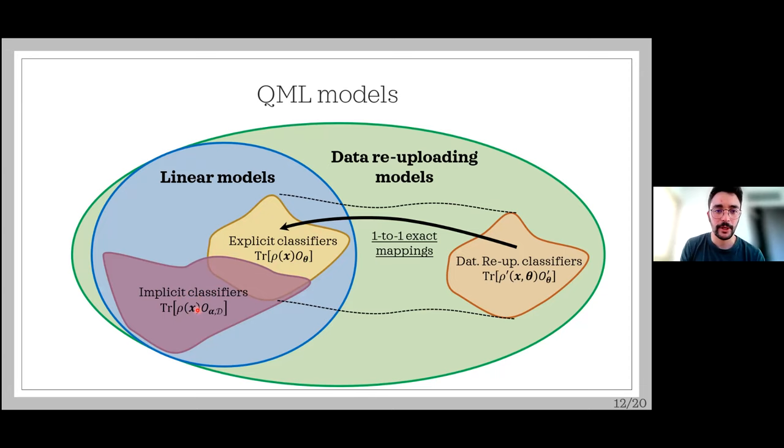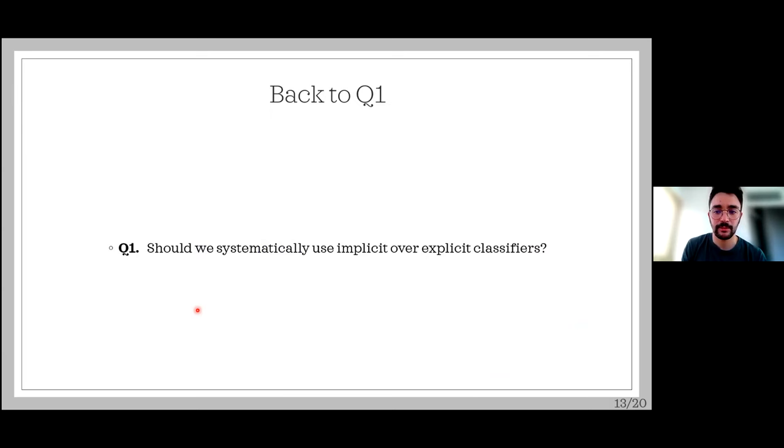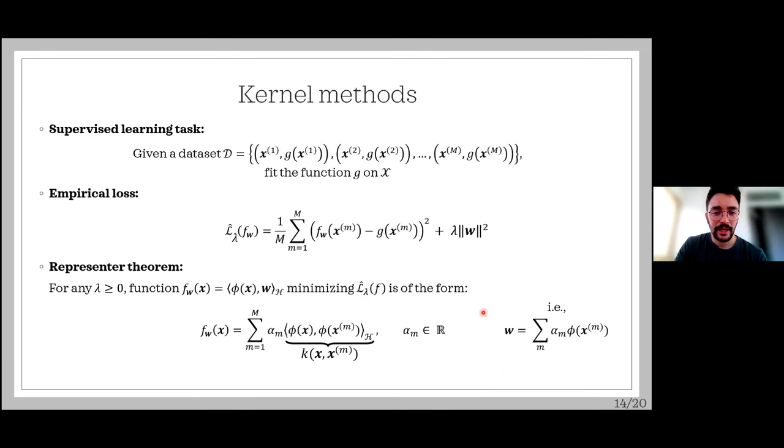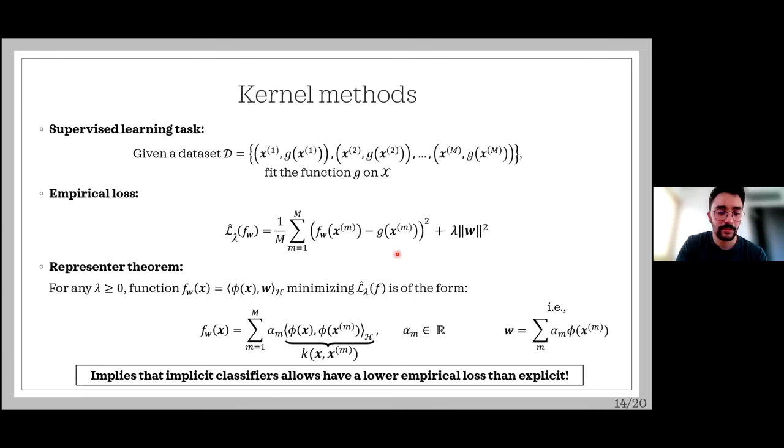Okay. And yeah, question one: should we systematically use an implicit model over an explicit model? So this is exactly the same slide I had before on current methods. I add nothing so far. And if we take this picture of the representer theorem, which tells us that implicit models or kernel models are going to be minimizers of these empirical losses, what this tells us in the implicit-explicit picture is that implicit classifiers will have a lower or equal empirical loss than any explicit classifier you can construct. Okay.